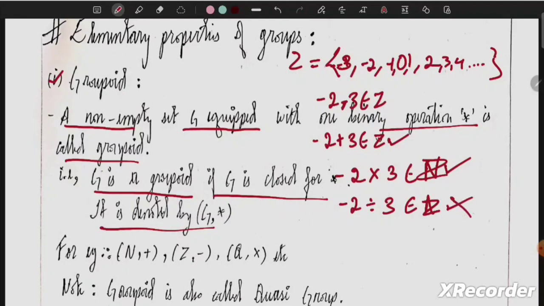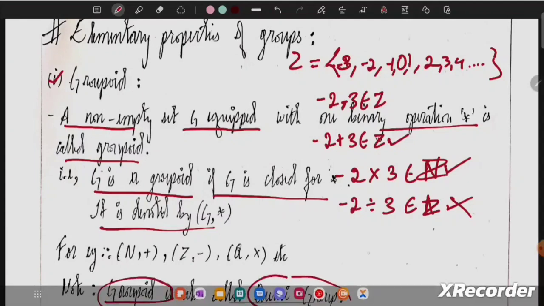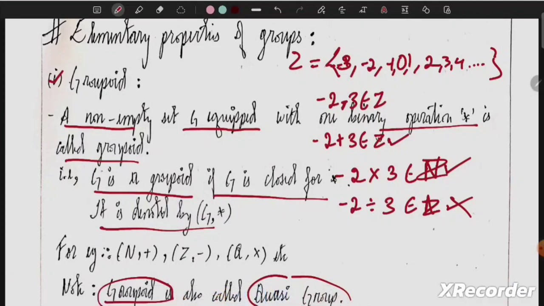Closed means that if we apply any operation on two numbers from a set, and the result comes under the set, then it is called closed. If a set satisfies this property, then it is called a groupoid, or it is also called a quasi-group. This is the basic concept of a groupoid.